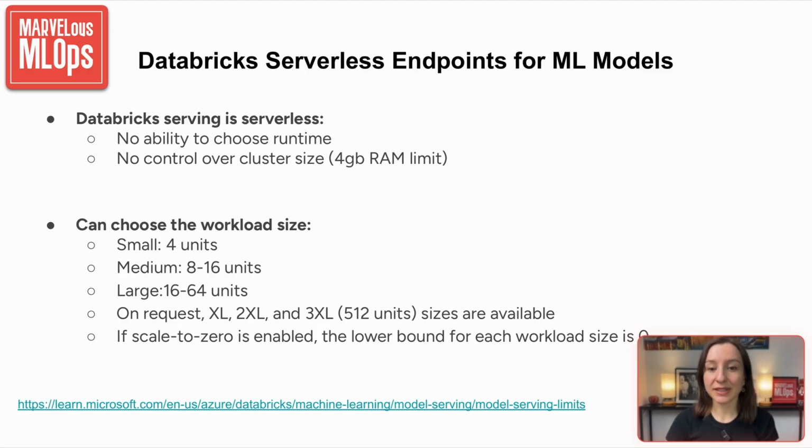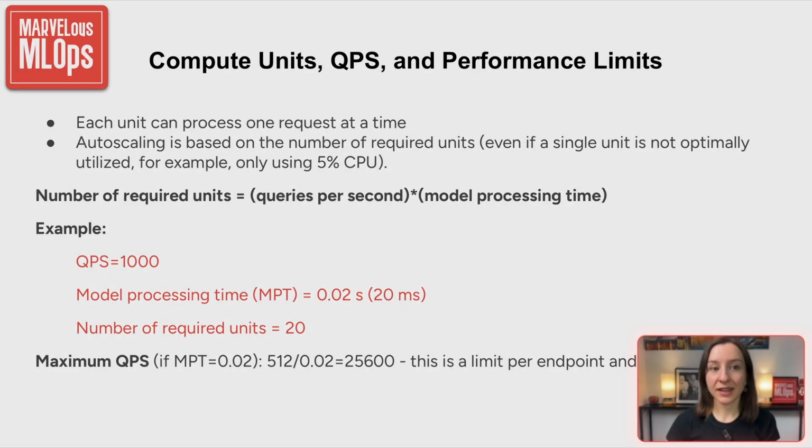Additionally, if you enable scale to 0, the serving endpoint can scale down to 0 replicas when it's idle. The lower bound for each workload size becomes 0, which helps save cost in environments where the usage is intermittent. Let's look at some compute units and performance limits. Each compute unit in Databricks Serverless Serving can handle one request at a time. So if you receive multiple concurrent requests, multiple units will be needed, even if each unit is underutilized in terms of CPU or memory. Databricks uses auto-scaling based on unit demands, not based on CPU or RAM usage.